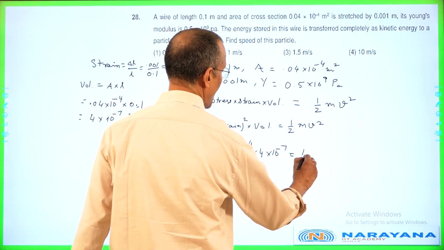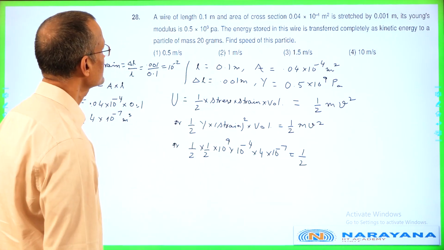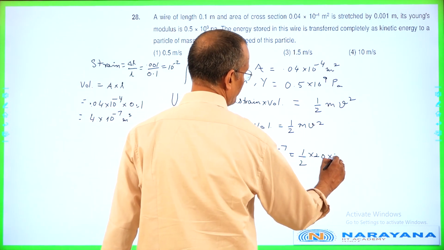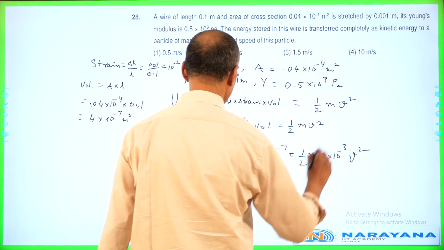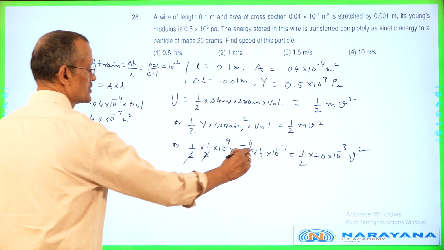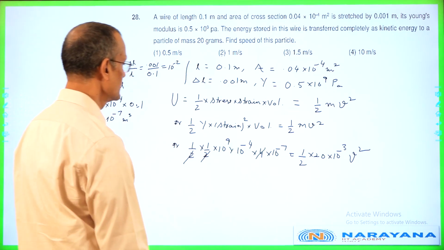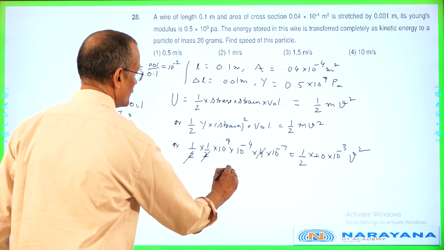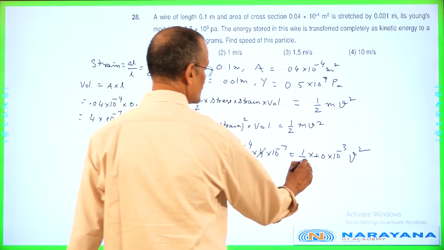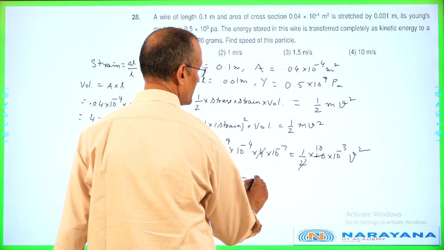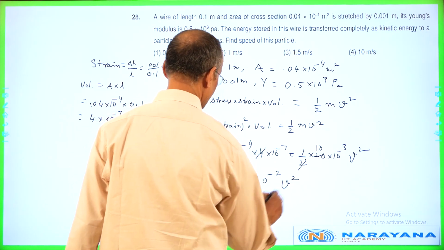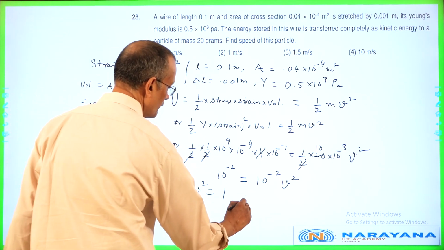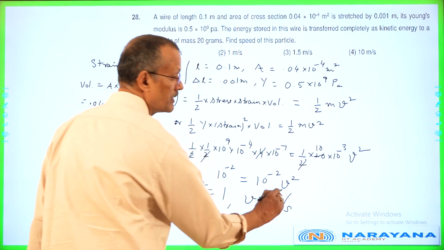Now, this is equal to half mass. Mass they have given you is 20 gram, so 20 into 10 to the power minus 3, and this is V squared. This 2, this 2, this 4 cancelled. This is 7 and 4, 11, so 10 to the power 9, 10 to the power minus 2, and this 2, this will be 10. So this will be 10 to the power minus 2 V squared. So V squared I am getting 1, and V will be equal to 1 meter per second.